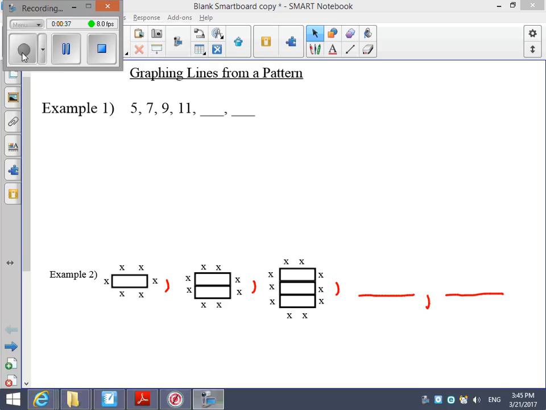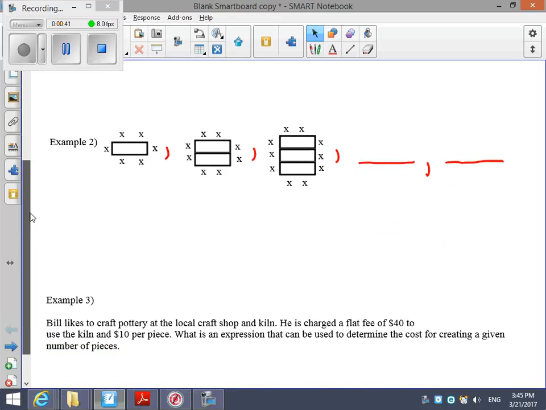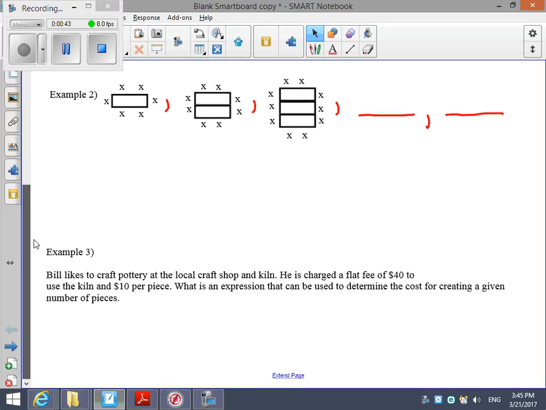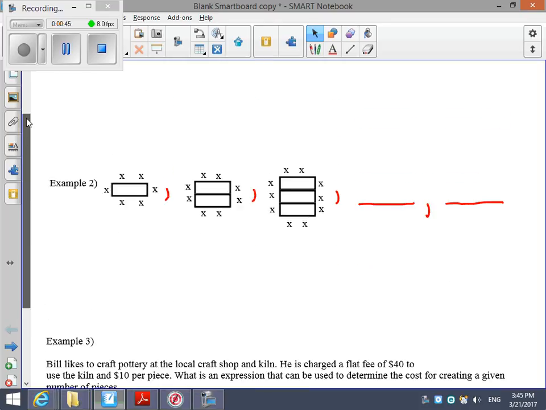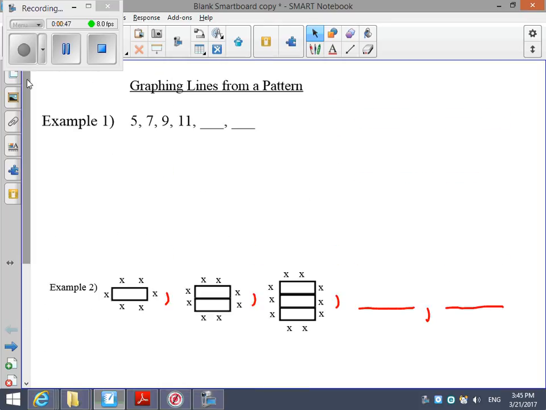So anyhow, what you see here is we have a number pattern, a straight number pattern, a picture pattern, and a word problem. All of them are going to make equations. So we're going to figure them out and then graph them on some different graphs. If we're going to work on this first data set, example 1, we know 5, 7, 9, 11.